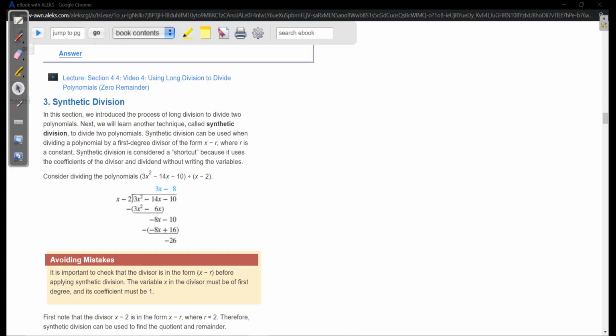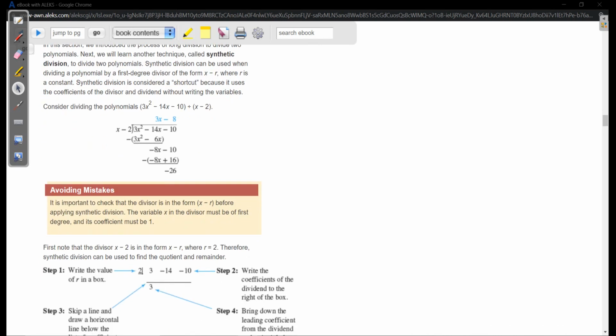Anyways, it must be a first degree divisor of the form x minus r, where r is a constant. Synthetic division is considered a shortcut because it uses the coefficients of the divisor and dividends without writing the variables. Okay, it is indeed a shortcut, but you can only use it if your divisor is a first degree polynomial. That is the only way we can use it.